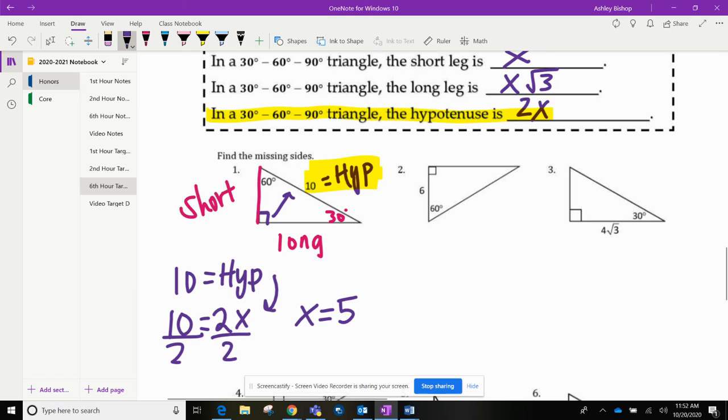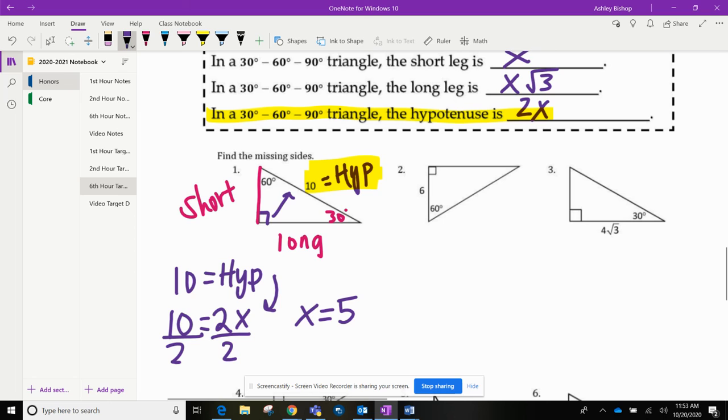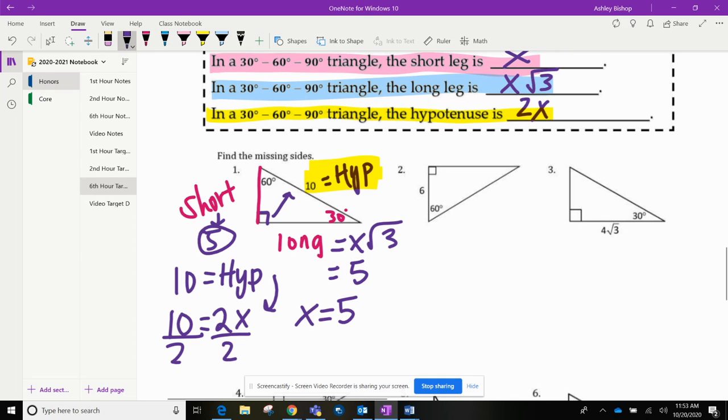Now you can't just circle this and move on to the next problem because your short and your long side are different lengths. So now that you have solved for X, go and find your short side. I need to solve for my short side by reading the rule. My short leg is equal to X, so I know that X is equal to 5. And my long side, the rule for that is equal to X times the square root of 3. I know my X is 5, so it's going to be equal to 5 times the square root of 3.